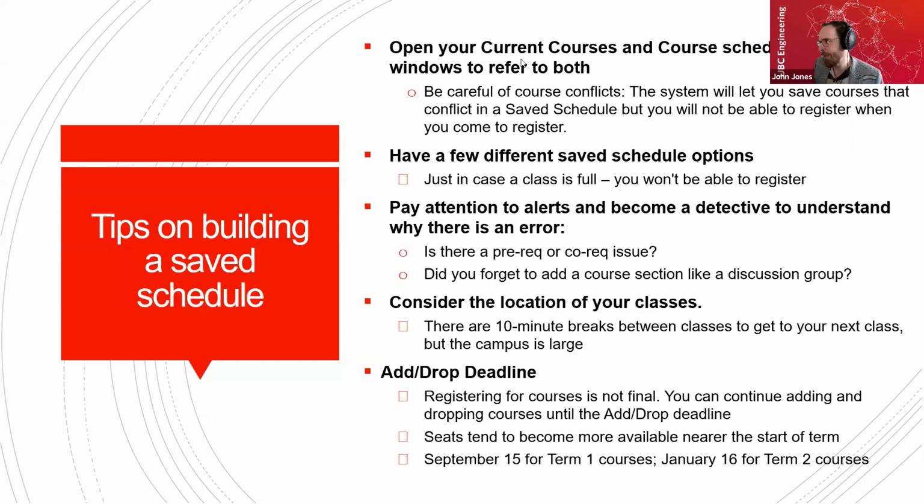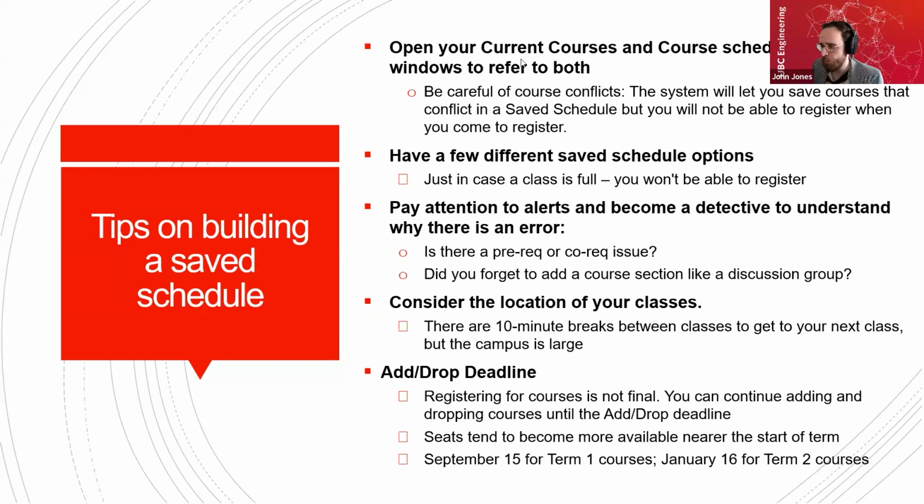And then the one other thing I would say is that the add/drop deadline is there for you as well. So registering for your classes at this time is not final. You can continue adding and dropping classes until the add/drop deadline. That is after the first 2 weeks of classes, essentially: September 15th for term one and January 16th for term two classes. So any changes to your registration before those dates are absolutely okay. We can still make some changes after our registration date, even though for various reasons we would recommend registering as soon as possible, as we said before.